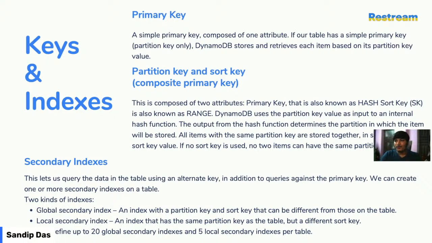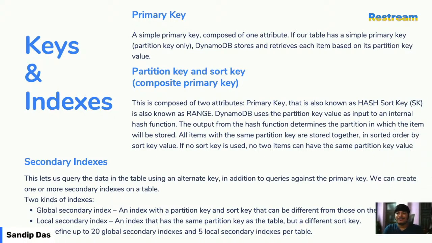Okay, so I hope you guys understood what I'm talking about: the primary key, partition key, and secondary indexes. Anyway, we'll show the demo when you go ahead and create it in the AWS console. You'll see that.